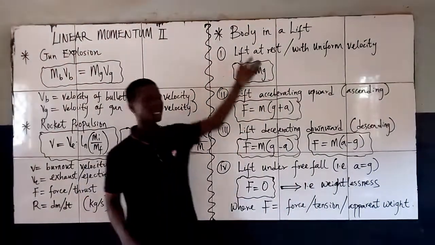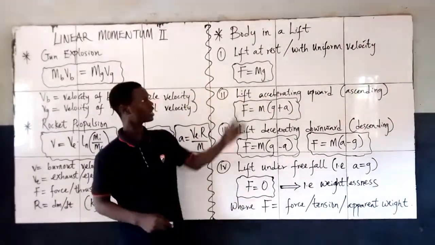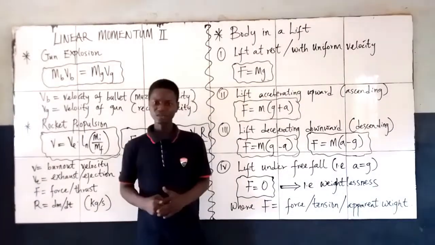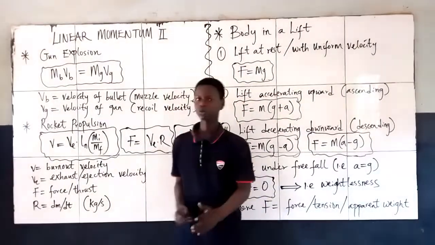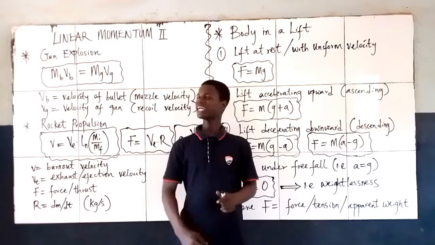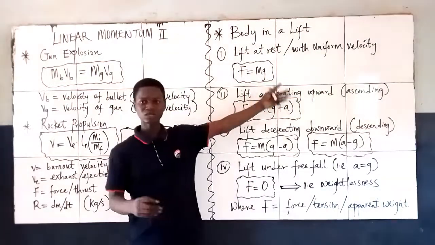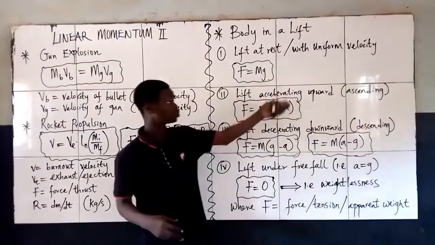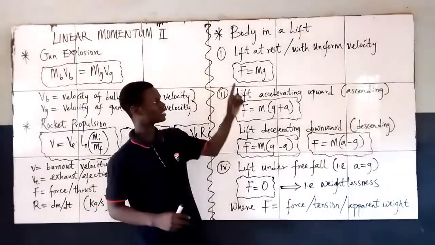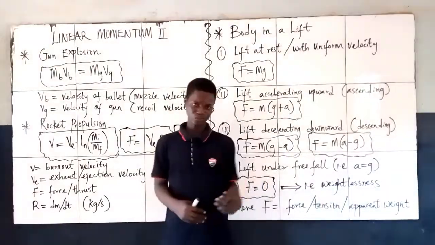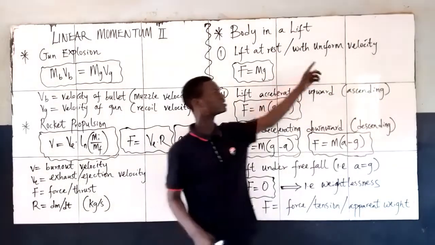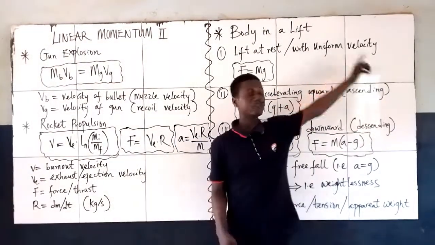Let's look at the formulas we must have in mind under weight of a body in a lift. Now there are different scenarios, because if you have been in a lift before, it's either the lift is taking you upward or it's going downward, and there are other, uncommon cases too to be studied. The first case here is if the lift is at rest, or if the lift is moving with uniform velocity.